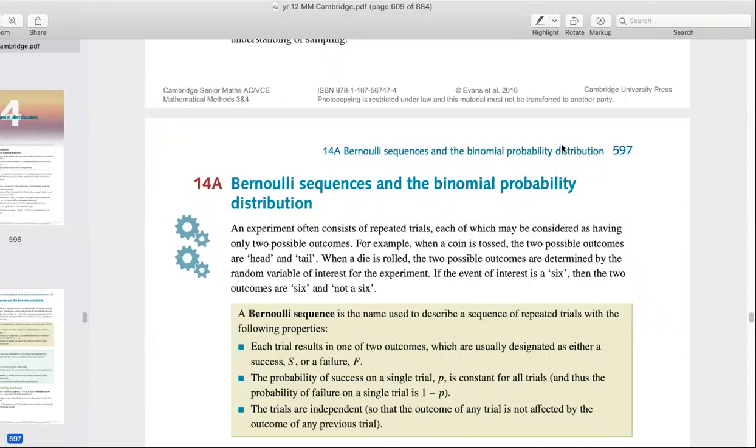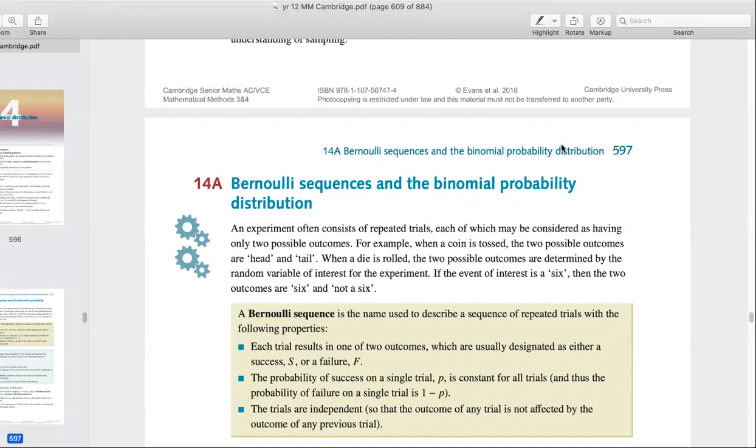He imagined that we do a one-time experiment and consider the outcome either a success or a failure. If my success probability is p, then my failure probability is just 1 minus p. It's pretty straightforward. But what if we add some extra conditions to this imaginary experiment?